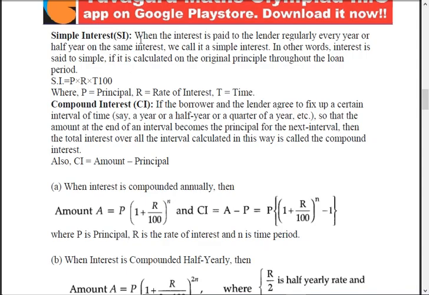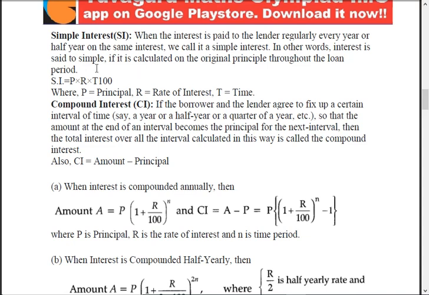Now simple interest. When the interest is paid to the lender regularly every year or half a year on the same interest, we call it simple interest. In other words, interest is said to be simple if it is calculated on the original principal throughout the loan period.